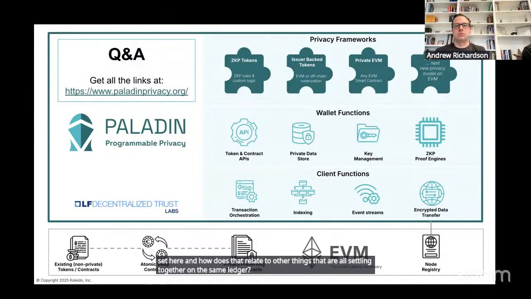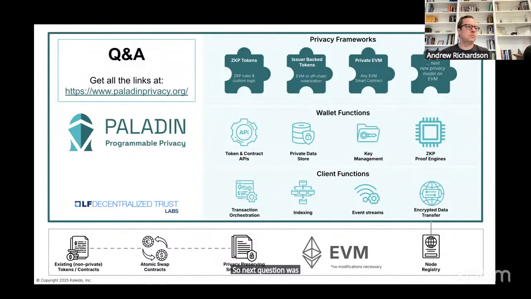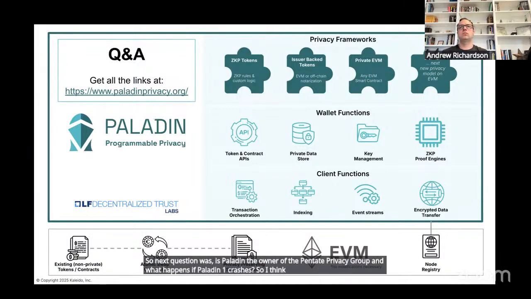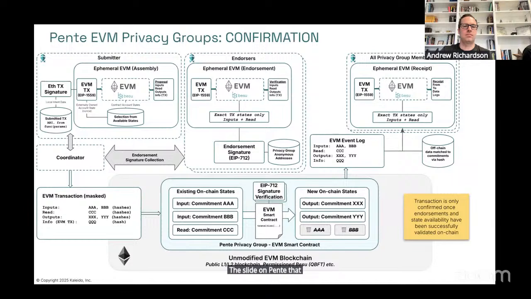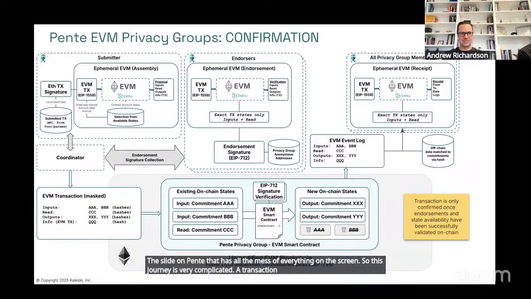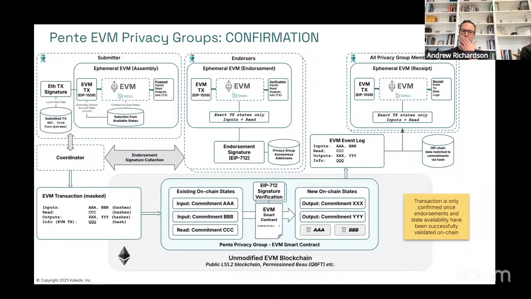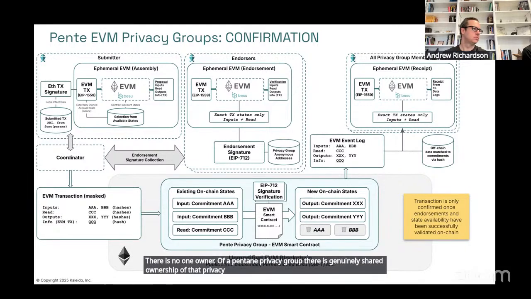So the next question was, is Paladin the owner of the Pente privacy group, and what happens if Paladin 1 crashes? I think this is talking about Pente. So do you want to just come back to the slide on Pente that has all the mess of everything on the screen? This journey is very complicated. A transaction going from being submitted to being approved by multiple parties, meeting a threshold of approval, making it all the way to the blockchain is complicated. There is no one owner of a Pente privacy group. There is genuinely shared ownership of that privacy group between the parties who are a member of it.